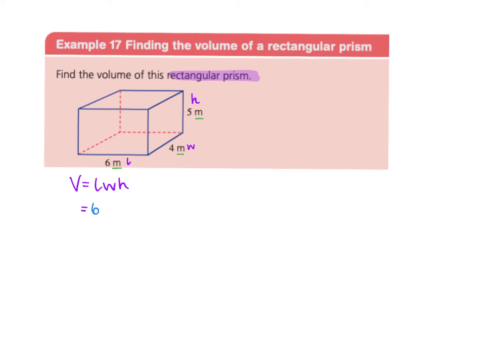My length would be 6 times 4 times 5, which equals 120. Now what will the units be? Meters cubed. Good. So this box is 120 meters cubed.